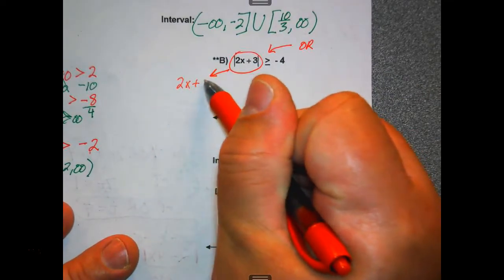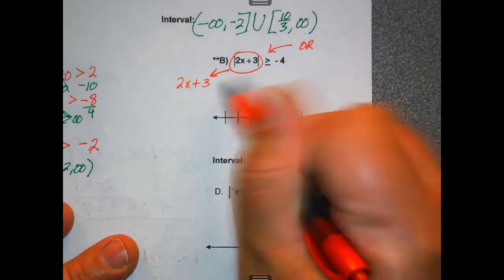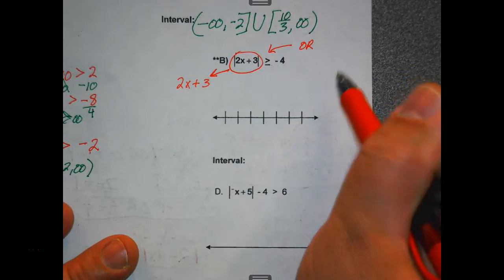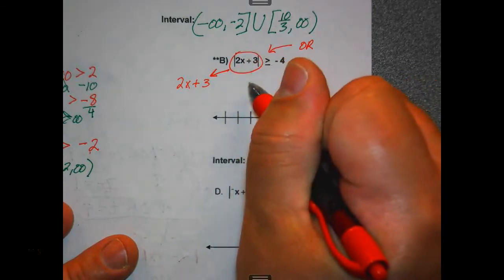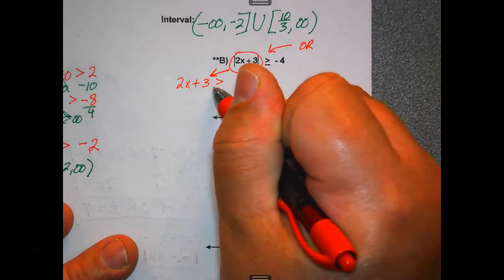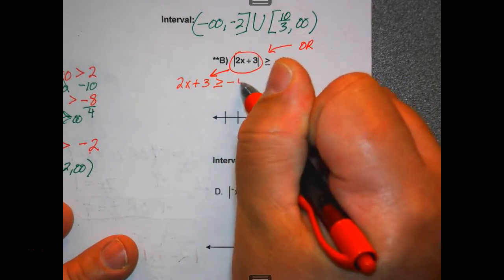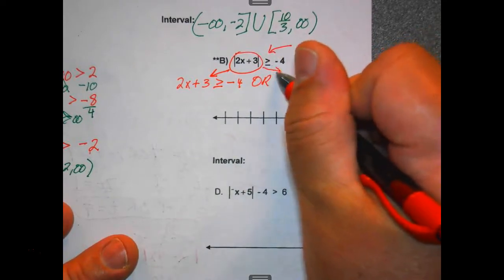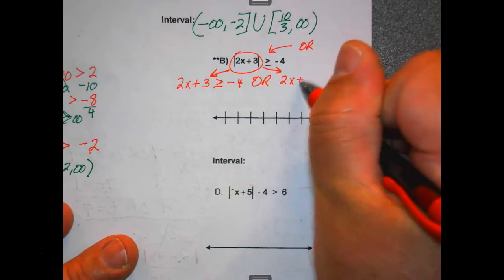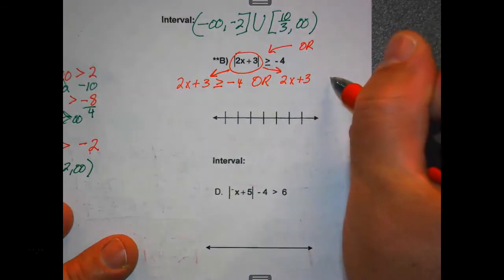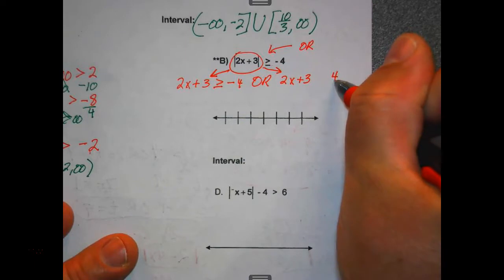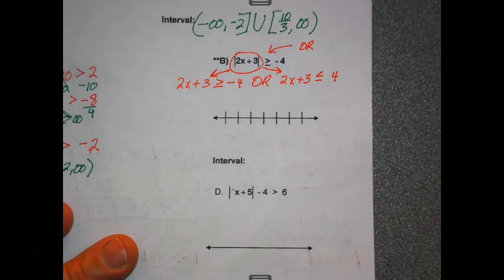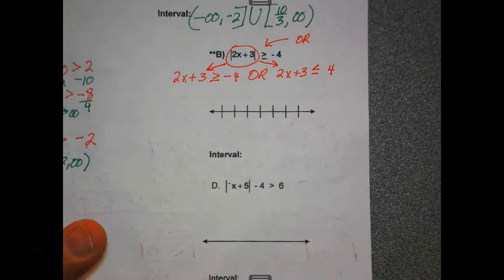2x plus 3. I'm going to leave the negative over here because when we take the opposite of a negative number, it's going to be positive. I want the bigger number over there. So I'm going to leave this greater than or equal to -4. It's an or problem. So I've got 2x plus 3. The opposite of -4 is what? +4, but I did multiply it by -1, so I have to flip the sign. With me, Ethan? Good.